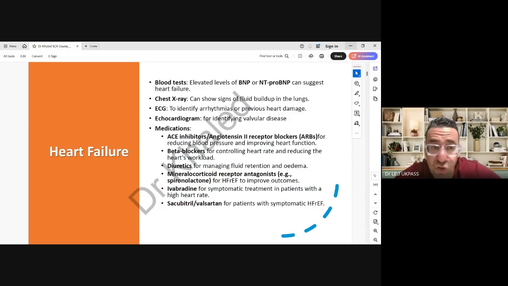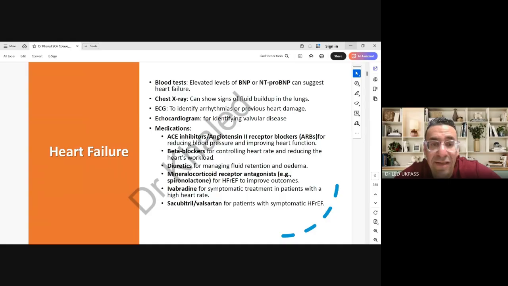Okay, so it's very important to know what's the level of BNP. Because if it's above 2,000, this patient needs to be seen urgently in 2 weeks' time. If this level is between 400 and 2,000, this patient needs to be seen in 6 weeks' time. Okay, that's a very important thing.